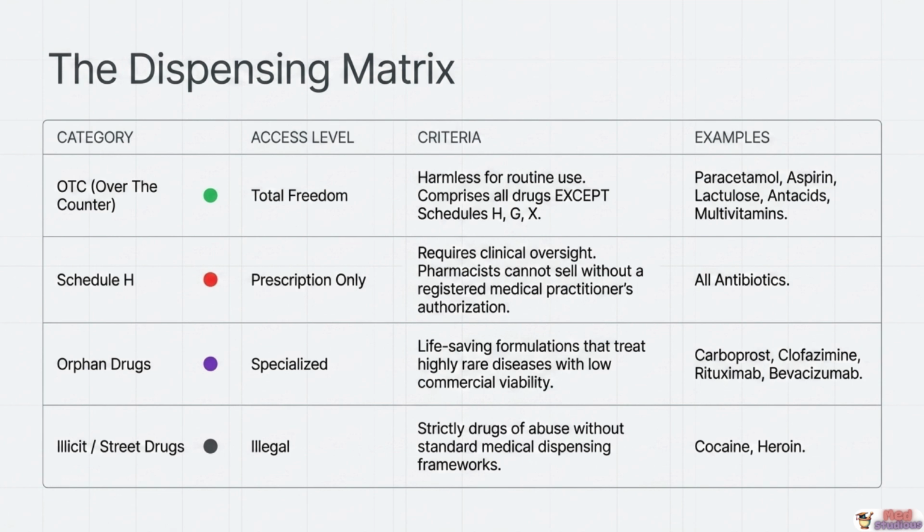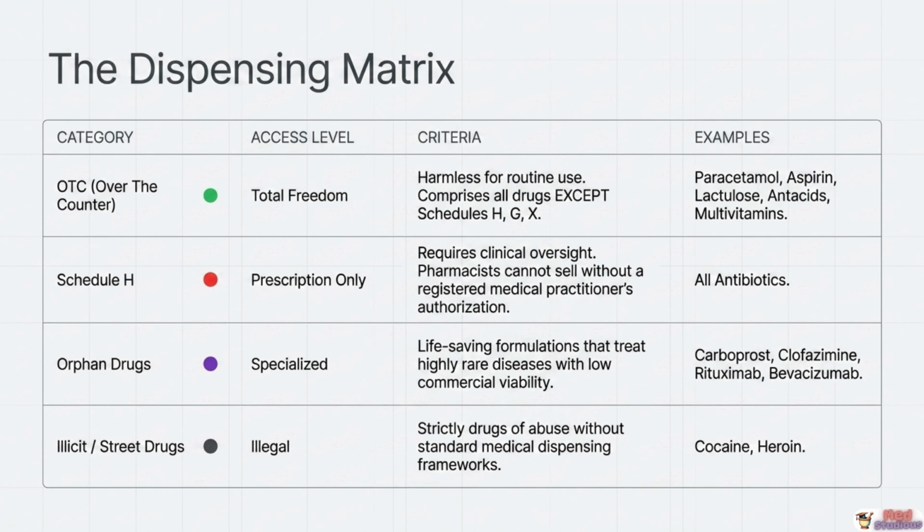The second category is Schedule H, prescription-only drugs requiring clinical oversight. Pharmacists are legally prohibited from dispensing Schedule H drugs without a valid prescription signed by a registered medical practitioner. All antibiotics in India fall under Schedule H. This classification exists specifically because antibiotics dispensed without clinical oversight are a primary driver of antimicrobial resistance, one of the greatest global health threats of the 21st century.